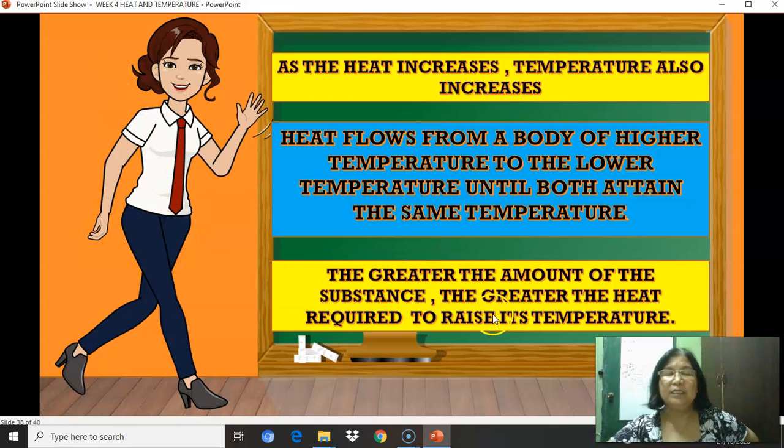Okay? The greater the amount of the substance, the greater the heat required to raise its temperature. So, mas marami daw yung substance, mas marami yung heat required para pataasin ang kanyang temperature.